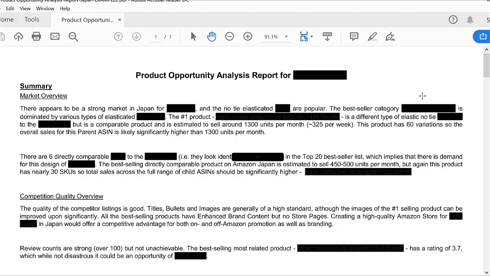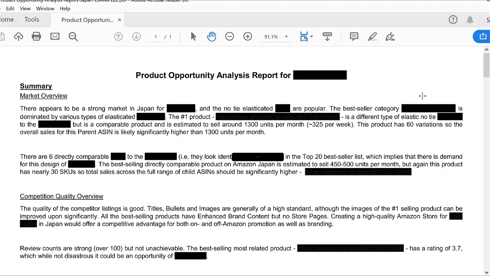We're just going to go over exactly what you will get when you order a product opportunity analysis report and all the processes involved in creating this report. So the first thing we do is we need to fully understand what your product is and what kind of categories your products will be in on Amazon, and also find the competitor products on Amazon Japan currently.